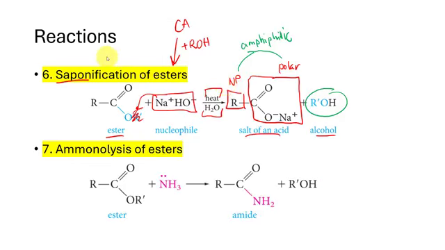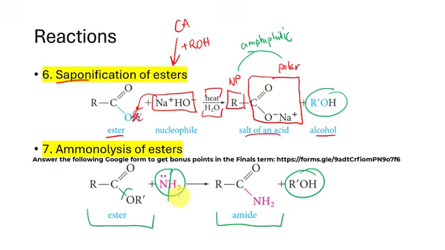Another reaction is ammonolysis of esters. So this is another way for us to create a derivative of carboxylic acid known as amides. So you start with an ester and you replace the OR group with an amine to form an amide. So the minor product of this reaction is also an alcohol. So it's called ammonolysis because you are trying to cleave the ammonia reagent just to attach it to the ester.